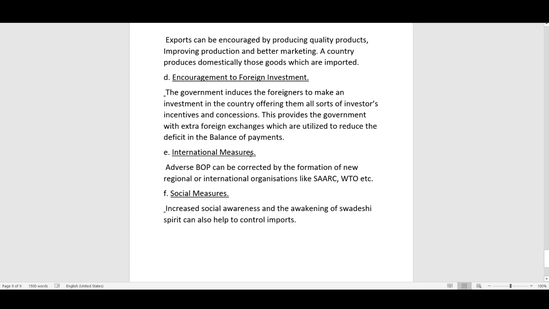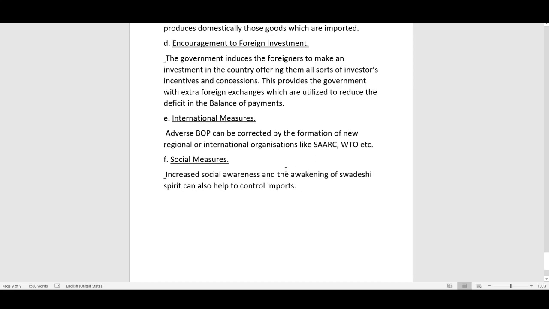Next, international measures. Adverse balance of payments can be corrected by the formation of new regional or international organizations like SAARC. SAARC means the South Asian Association of Regional Cooperation, and WTO, etc. WTO means World Trade Organization. Next, social measures. Increased social awareness and the awakening of the Swadeshi spirit can also help to control imports.